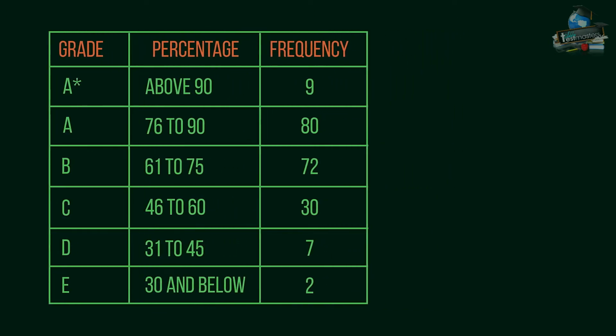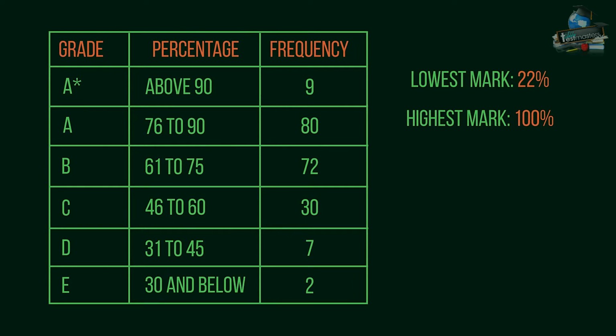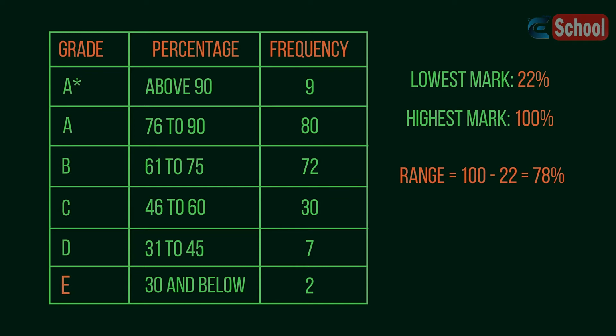We know the lowest mark was 22% and the highest mark was 100%. So the range of results is 78%. Now, because we have A star, A, B, C, D and E, so 6 groups, work out approximately how big each group should be by dividing the range by 6. We want each group to be about 13% in size.